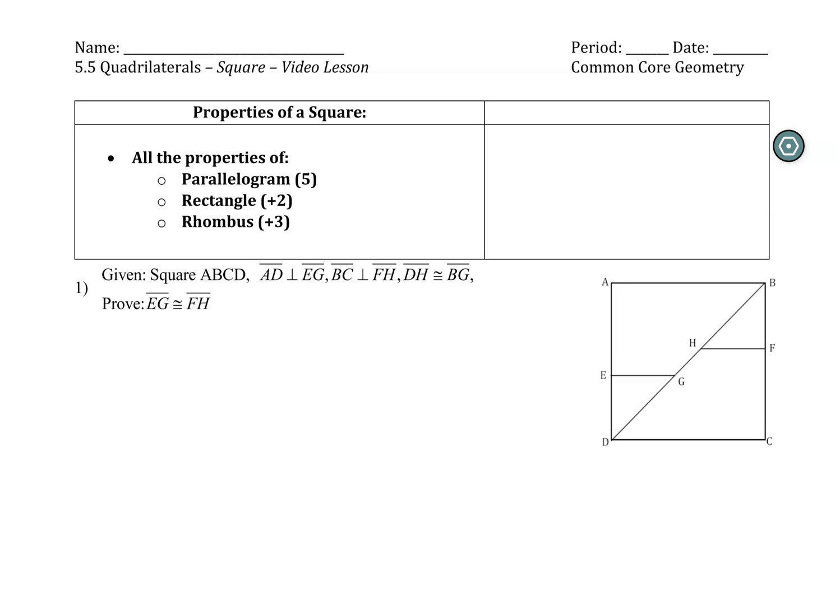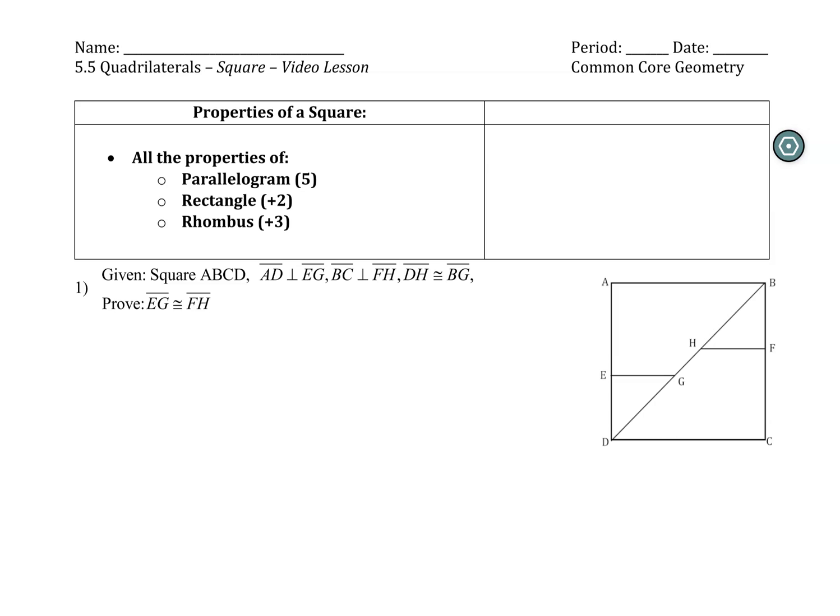But the thing that makes the square unique, if you remember, is that it doesn't have just one specific set of characteristics. It's unique because it has the characteristics of all the other shapes in the family of parallelograms. So it's got all the properties of a parallelogram, all the properties of a rectangle, and all the properties of a rhombus.